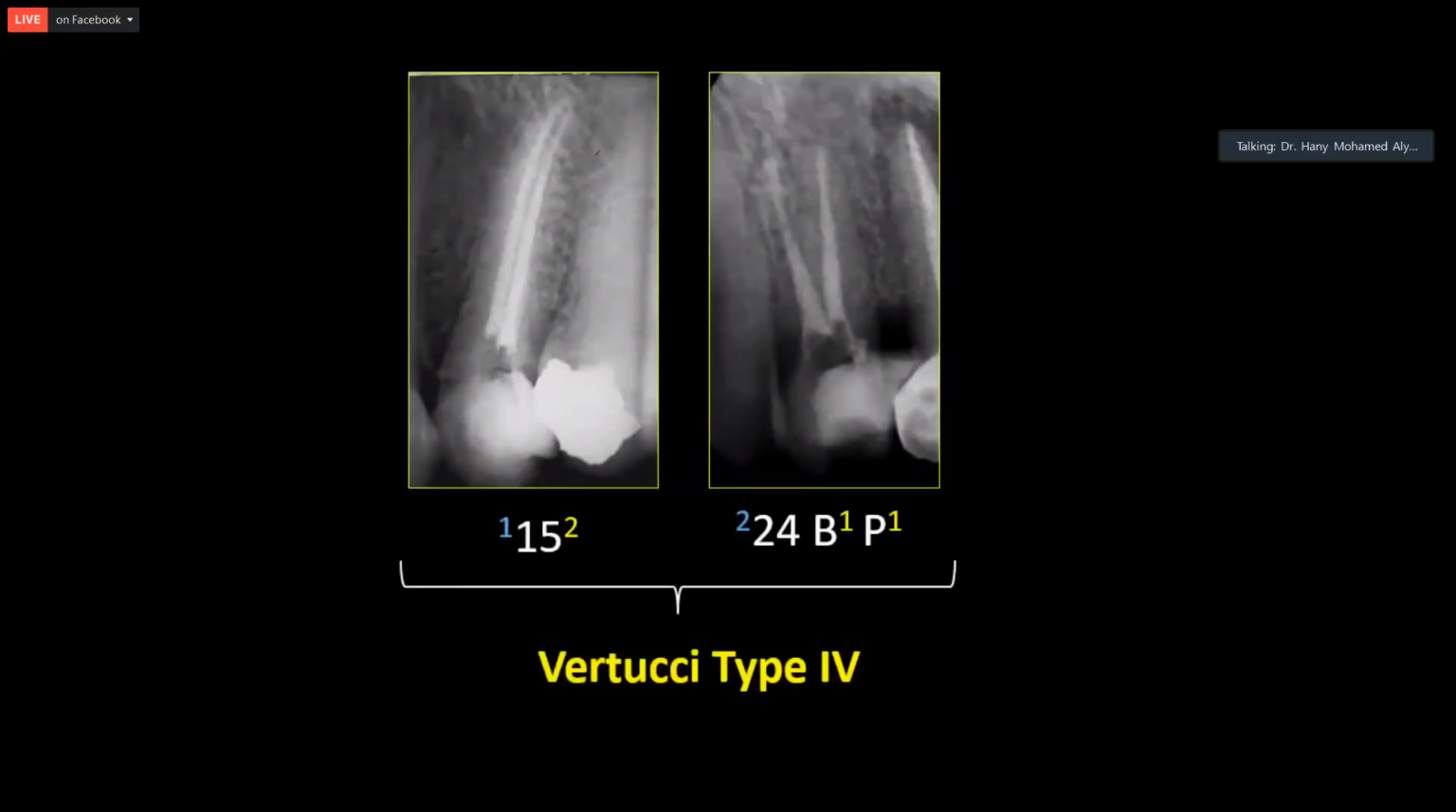So as I mentioned earlier, for the Bertuzzi classification, for these two clinical cases, one is single-rooted two canals, and another one double-rooted two canals. Both of them will be classified as Bertuzzi type 4. However, with the new system, it will be classified differently as 1-2-1-5 single-root two canals, and the one on the right is 2-4 two roots, buccal root one canal, palatal one canal.